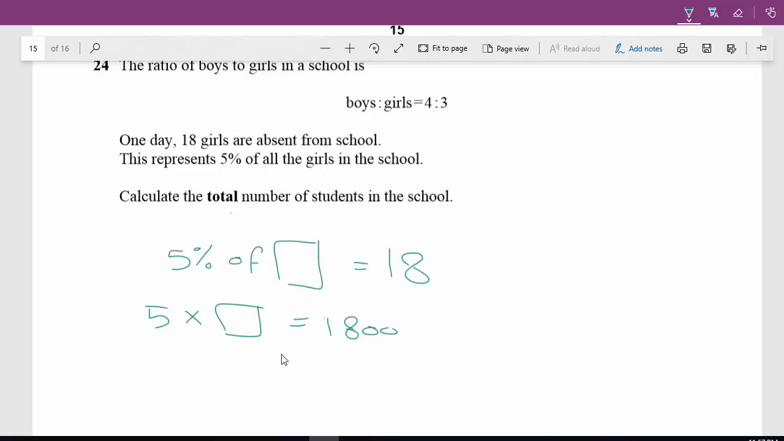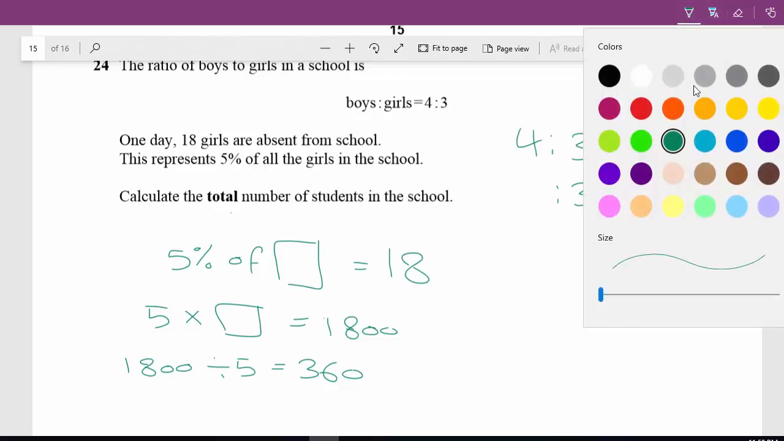Then 1,800 divided by 5 is equal to 360. So in this school there are 360 girls. This is the total number of girls. Now the ratio is 4 to 3. Now we know on the girls side, because boys to girls, the first number belongs to the boys, the second number belongs to the girls. The number of girls are 360.